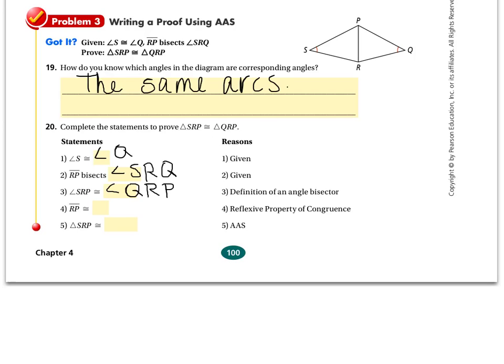Our fourth statement talks about the reflexive property of congruence. Therefore, segment RP will be congruent to segment RP. It's a reflection, because remember, we're also talking about two separate triangles. And finally, statement 5, triangle SRP will be congruent to triangle QRP through the angle-angle-side congruence.